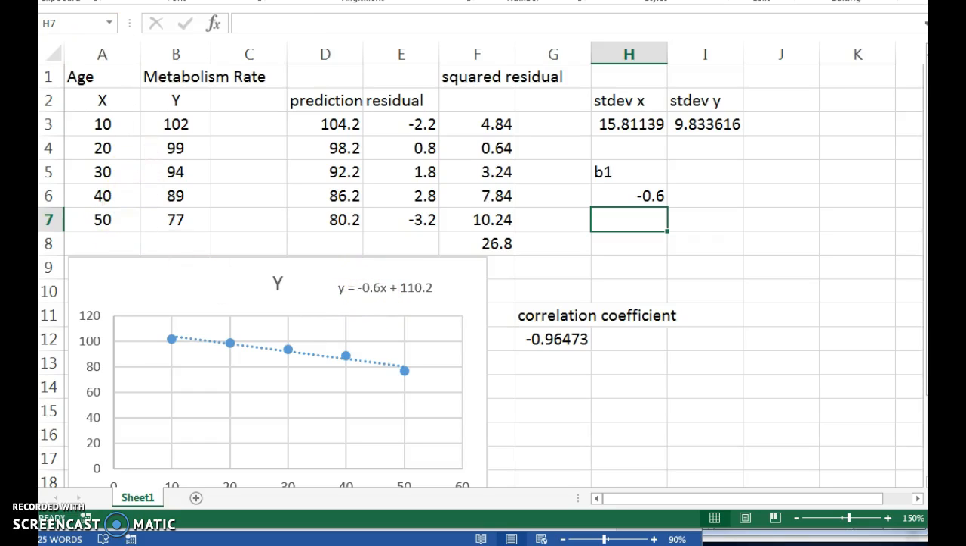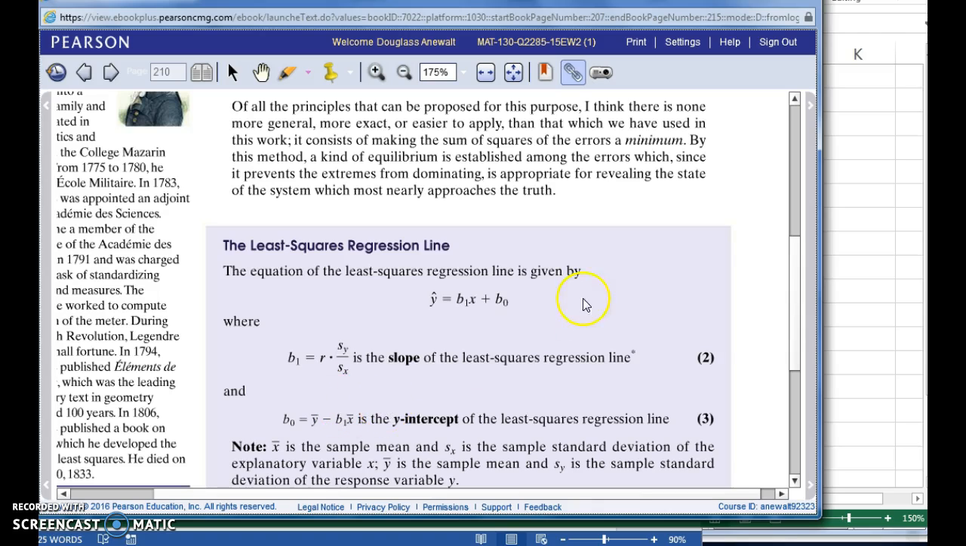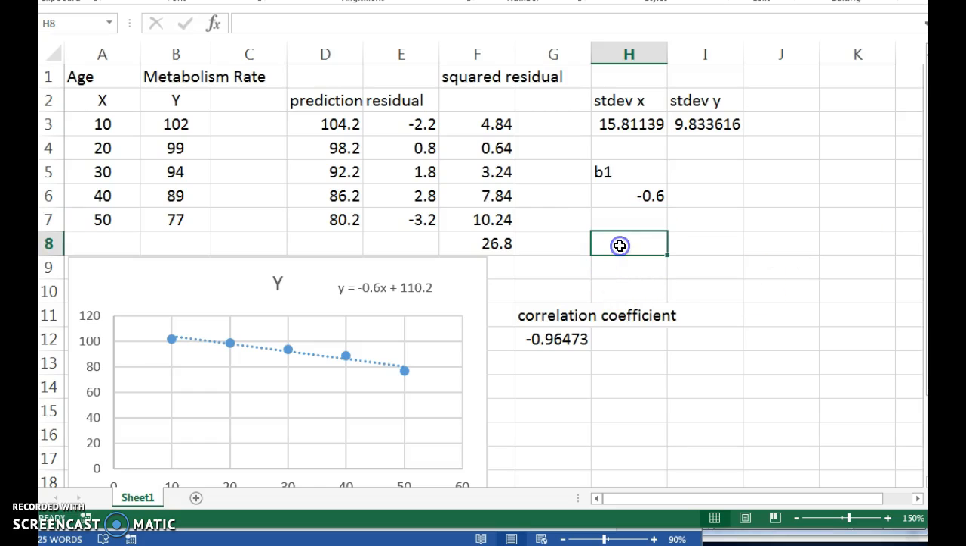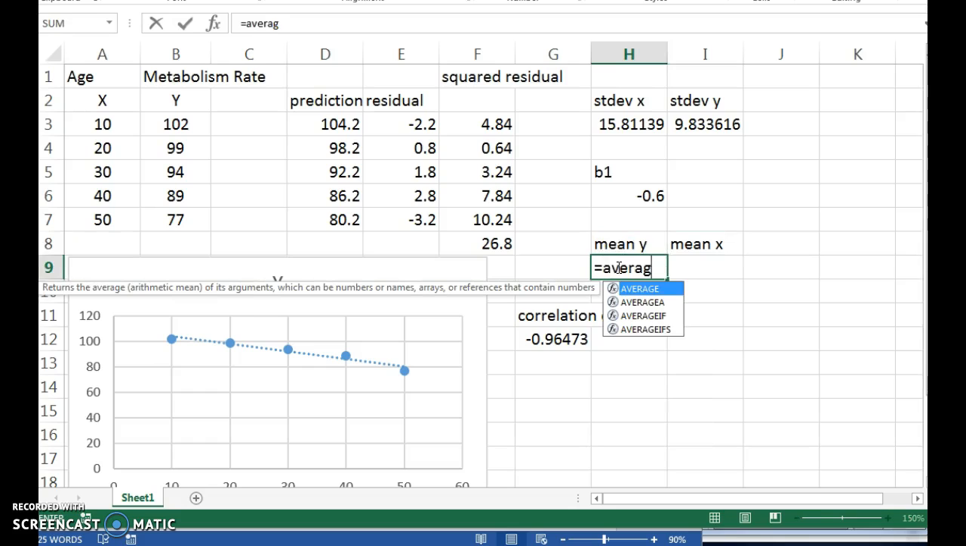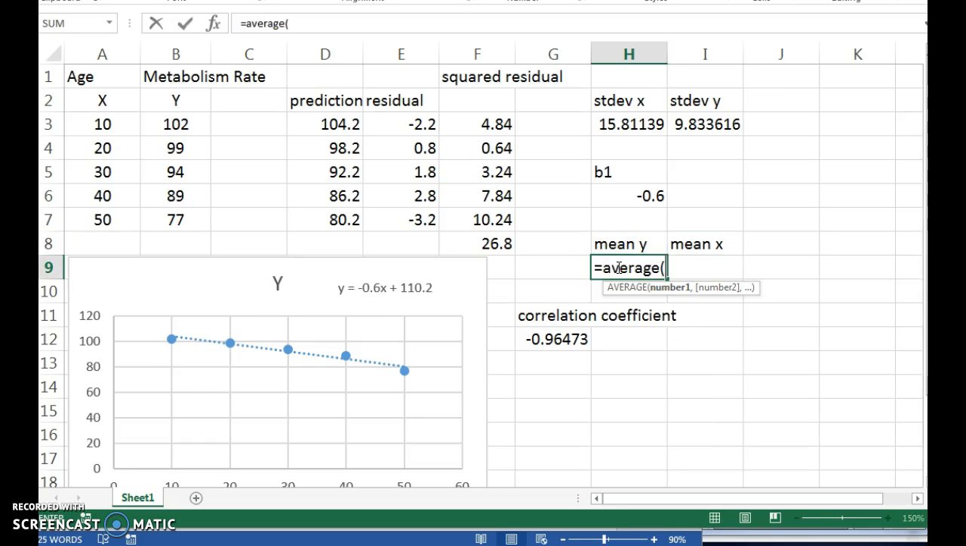when we calculated that earlier. And then to complete the line, we need that y-intercept, and it says we're going to take the mean of y and subtract b1, which is what we just calculated, times the mean of x. So mean of y, mean of x, you'd calculate those, so equals the average of y. And here equals the average of x.